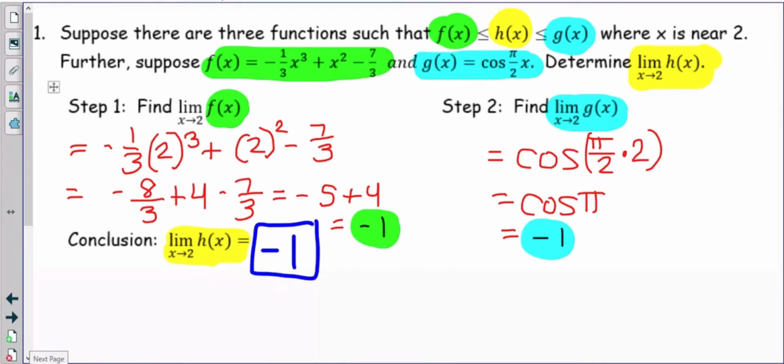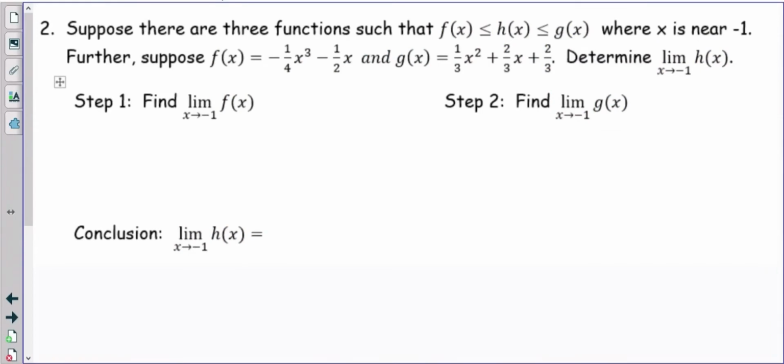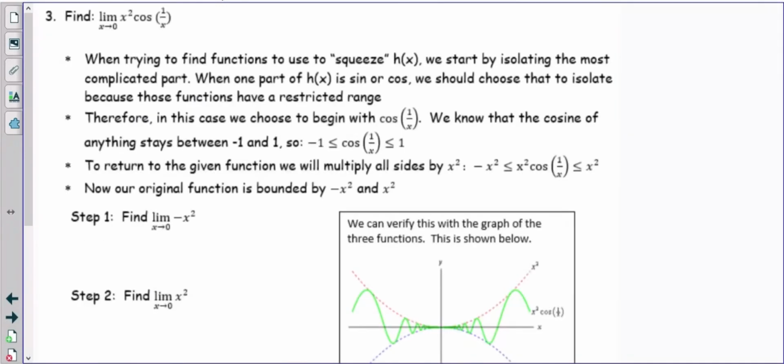let's try another one. In fact, I'm going to skip over number 2. It's the same idea here. It may or may not work. And I'm going to let you know, it doesn't work here. My lower limit and my upper limit turn into different values. But let's try number 3, because number 3 looks way more complicated.